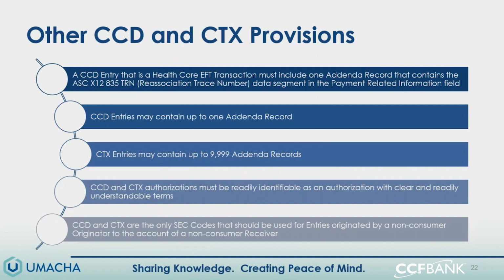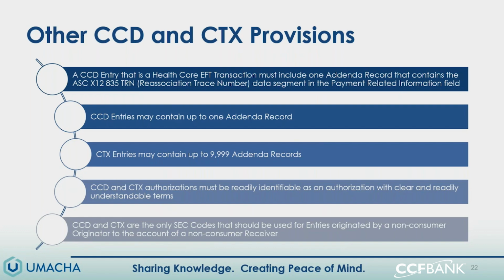So in practice, what this looks like is a business, let's say they're paying 10 invoices and they want to send one payment for the total of the 10 invoices. They could include 10 addenda records to say the different invoices that they're paying and the amounts of those invoices, the invoice numbers of those invoices. So the receiver knows how to apply the payment, but they're only getting one credit for that total amount. So that's where we would see this used in practice.